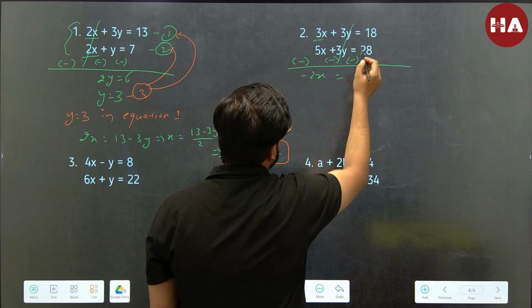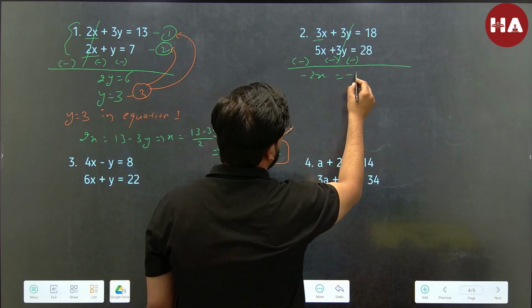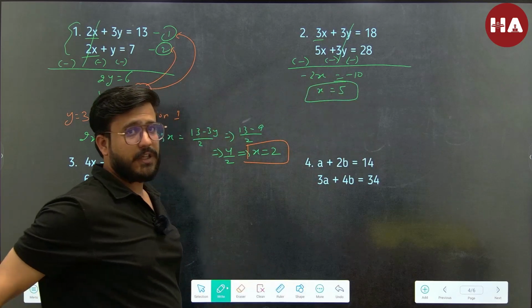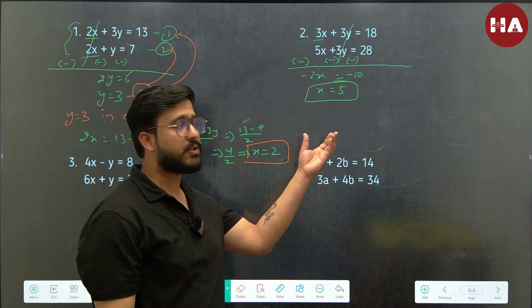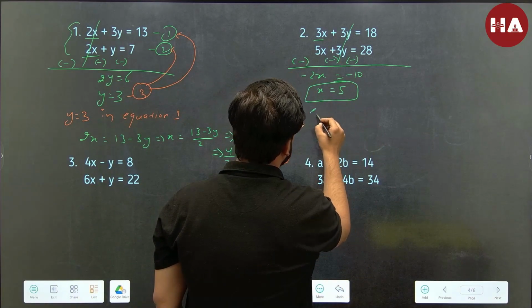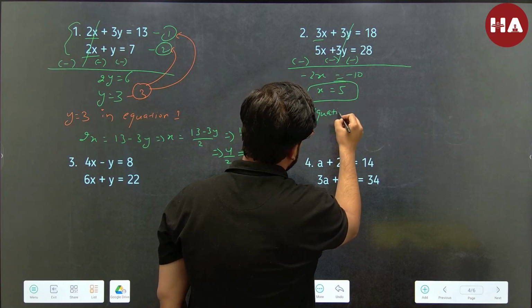So 18 minus 28 will be negative of 10. So x is coming as to be 5. So first we have found the value of x. Now do the same operation. You can put in any equation. So I am putting in equation 1.